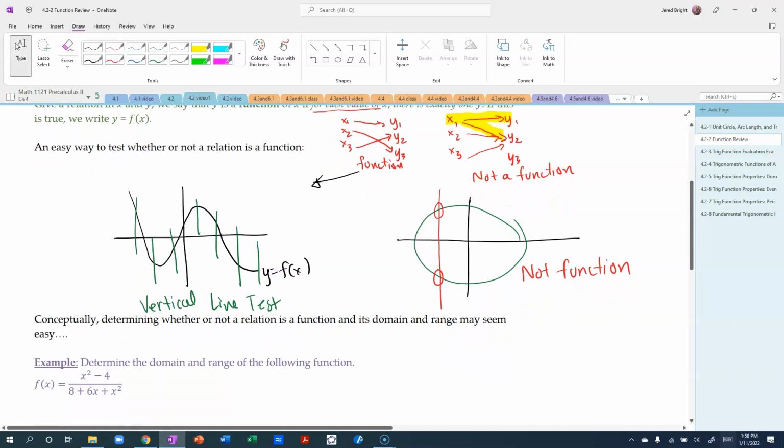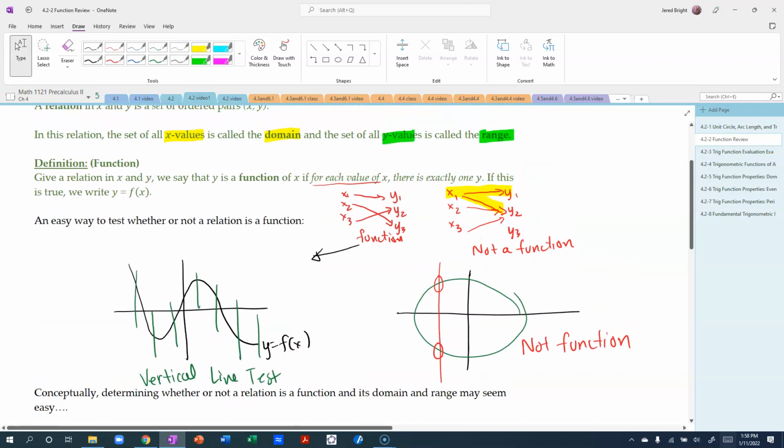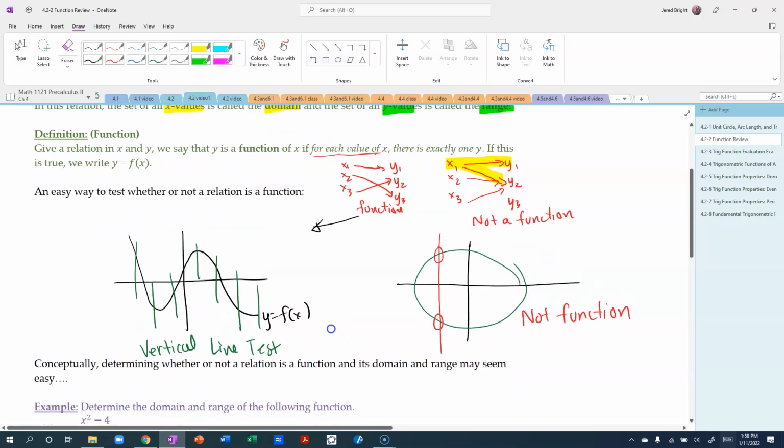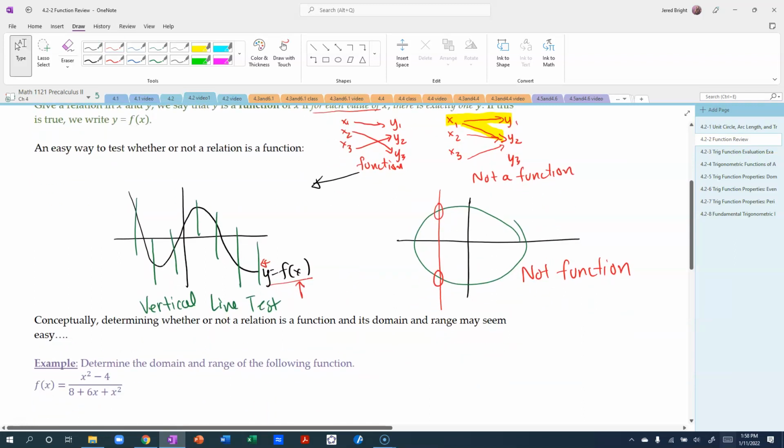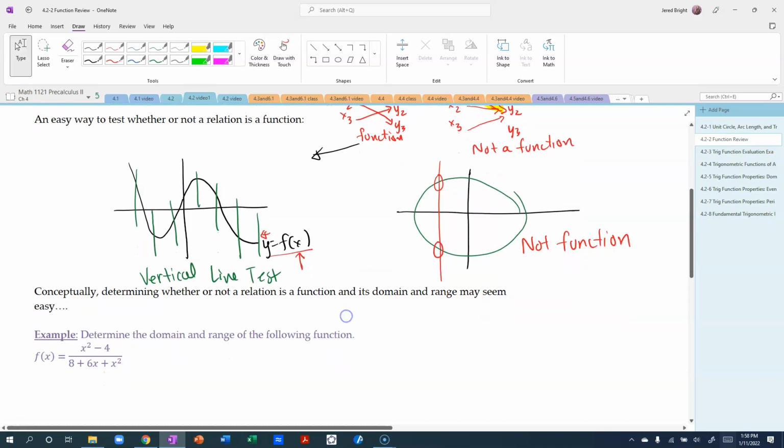Since a function is first a relation, a function has a domain and range. How do we find it? Well, we did say that the domain is all x values and the range is all y values. So at least in terms of a function, if this notation is saying we put x in and we get y out, we have to think about what the possible values for x are, and then what the possible values for y are. What do we get out for y?